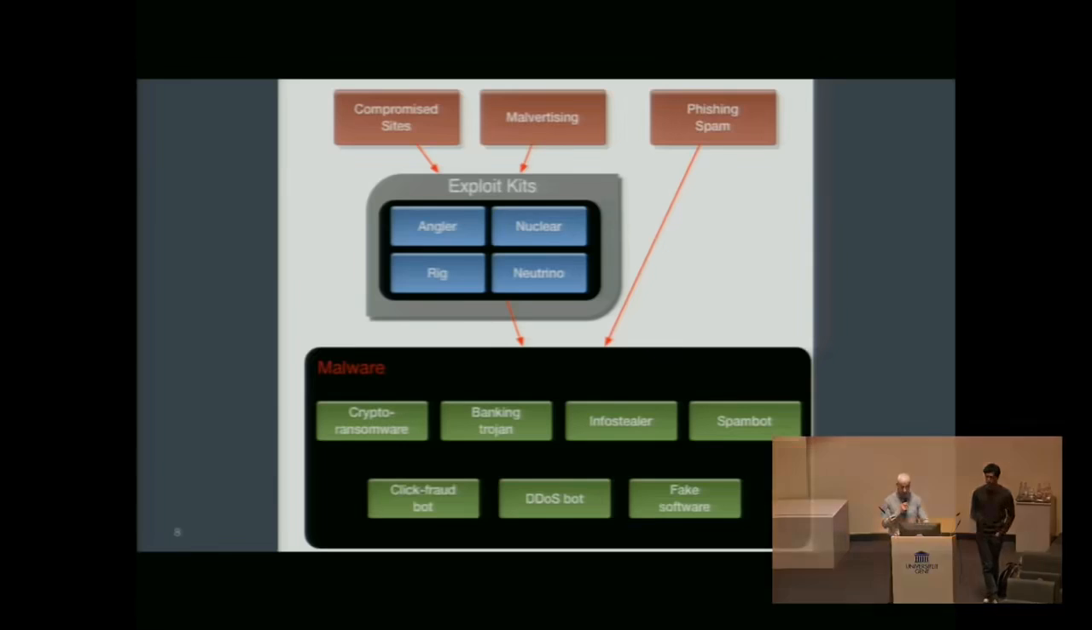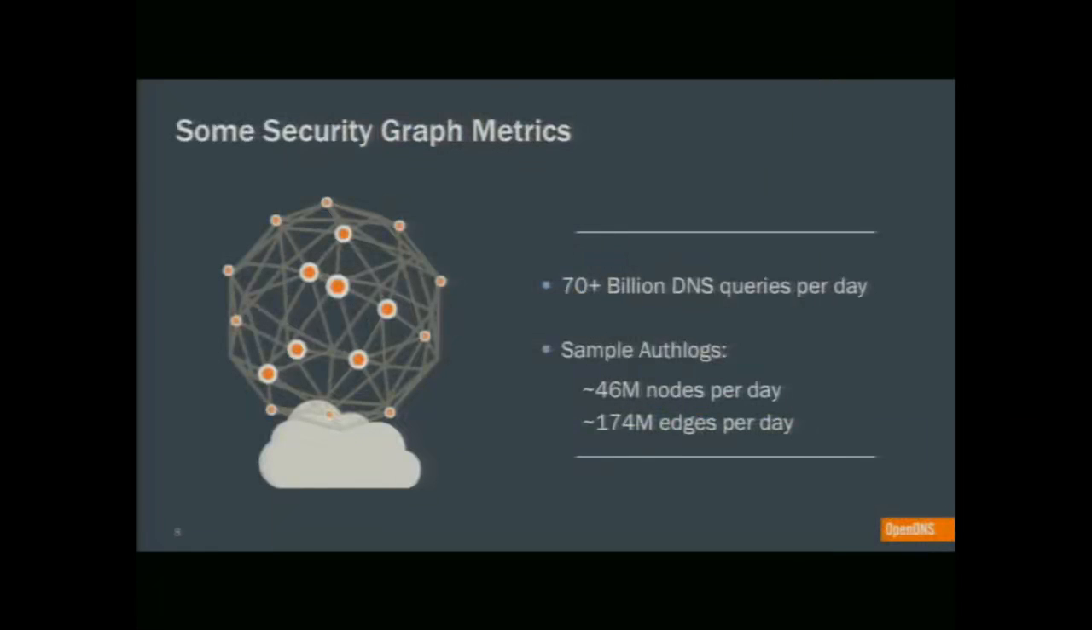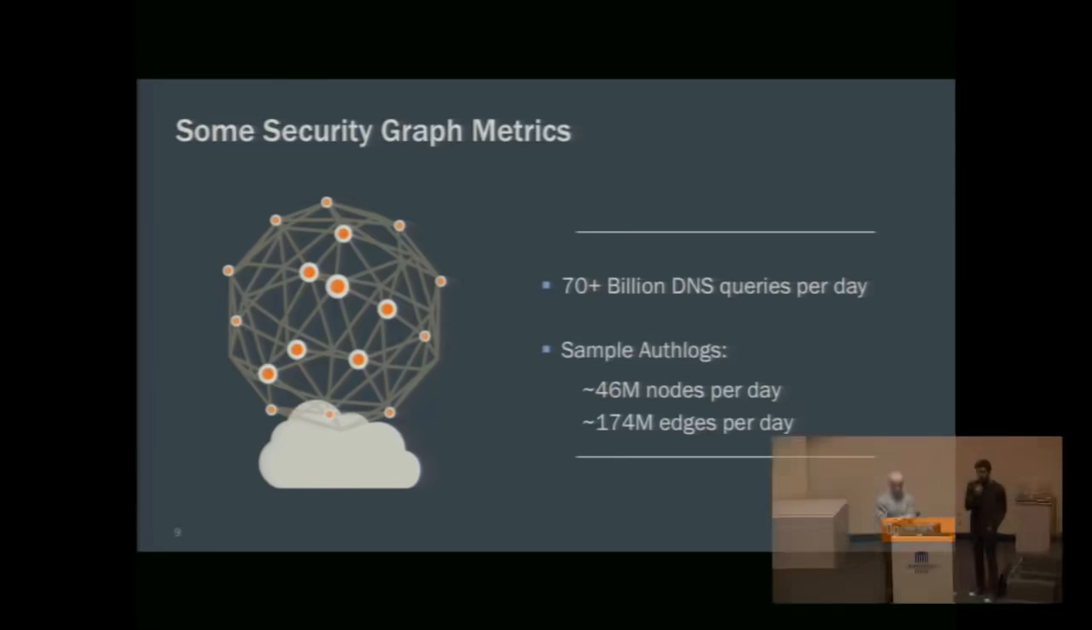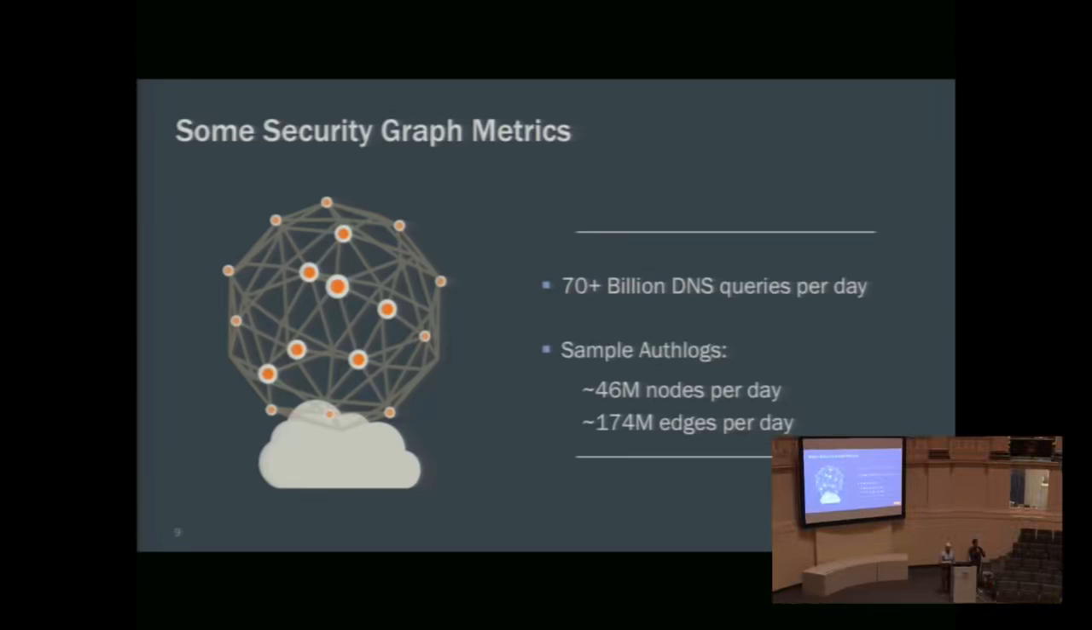Before we talk about some of the methods, it's useful to talk about the scale of data that we're working with, because that'll put the methods into perspective. We see about 70 billion DNS queries per day. That translates into about half a terabyte of data per hour that needs to be processed. Furthermore, if you just took a sample of our authoritative data and transformed that into a relational graph, you would have around 46 million nodes, as well as 174 million edges between those nodes. The nodes represent a domain IP pairing, and edges represent some sort of relationship between nodes.